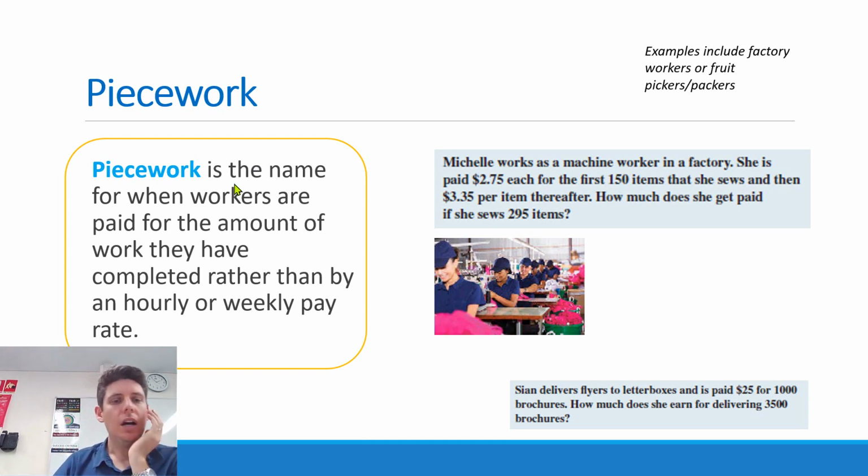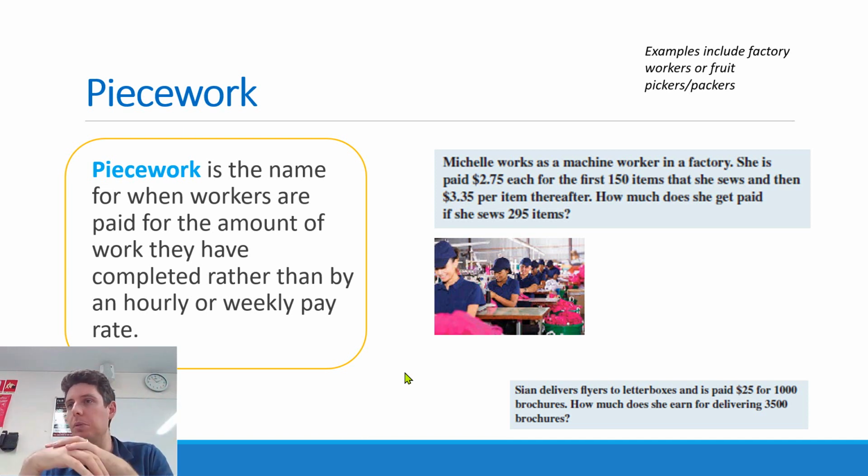All right, another thing, really important, piecework. It's when workers are paid for the amount of work they have completed. You might get a job where you have to produce a certain thing. So you might have to make cabinets, or you might have to build buildings. So you'll get paid for the amount of things you build. So if you build 20 cabinets, you'll get paid $1,000 for each cabinet, or something like that.